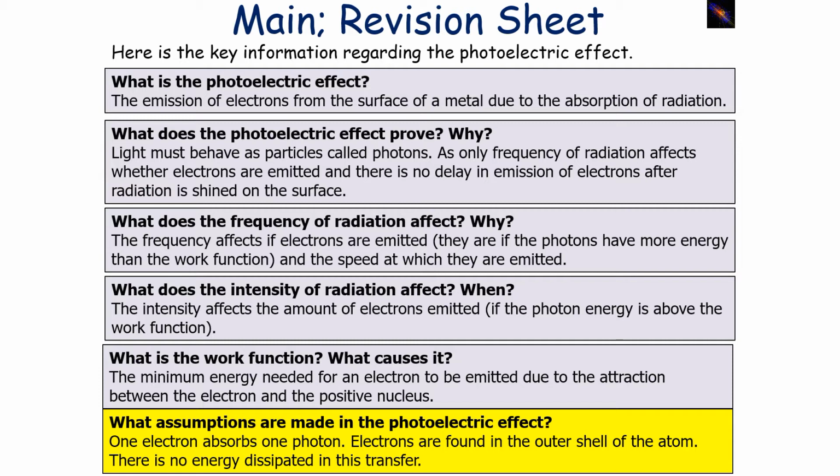The frequency affects if electrons are emitted and the speed at which they are emitted. The intensity affects the amount of electrons emitted per second, and the work function is the minimum energy needed for an electron to be emitted due to the attraction between the electron and the positive nucleus. In our assumptions here, one photon is absorbed by one electron, the electrons are found at the surface of the metal, and there's no energy dissipated in this transfer.